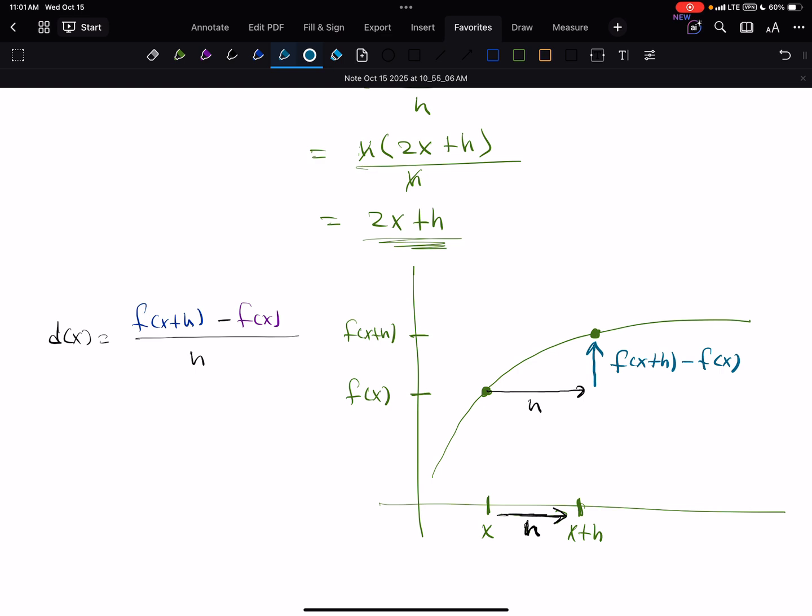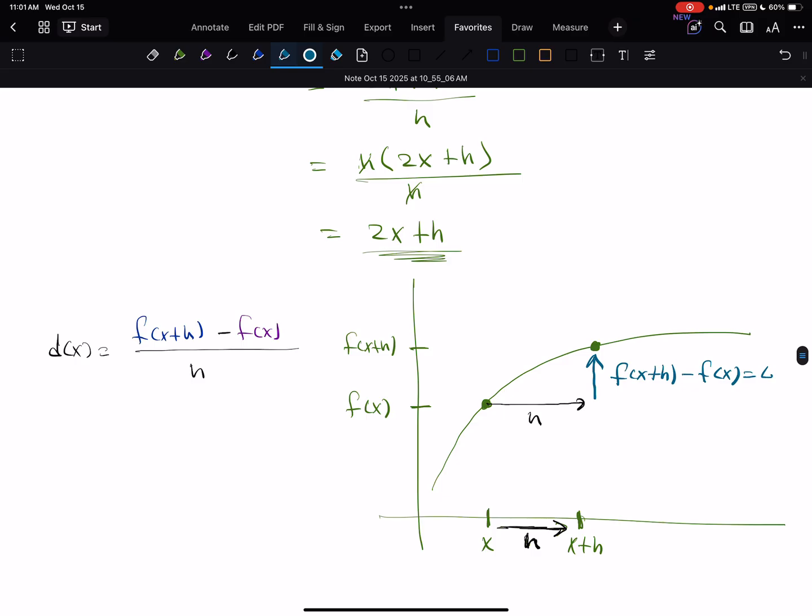That looks an awful lot like a change in y, right? Because that is my change in y, and that is my change in x. And so what we're really saying is that we've found the slope of the line that passes through those two points. And the slope of the line that passes through those two points is this difference quotient.